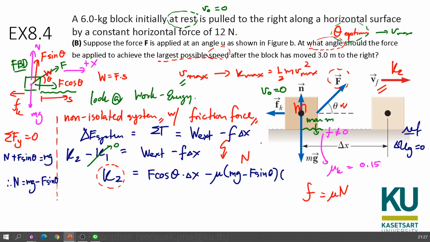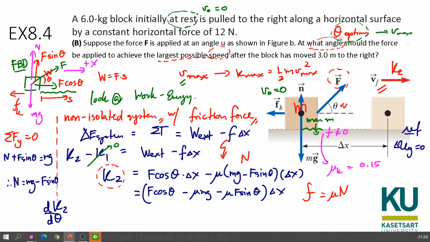So delta x is after this. Delta x is the displacement that you have here. So what you get here is F cos theta minus mu mg, and minus mu F sine theta, multiplied with delta x. This is your K2. If you would like to determine the optimum value, the optimum means you have no change when you compare to the specific quantity that you want.